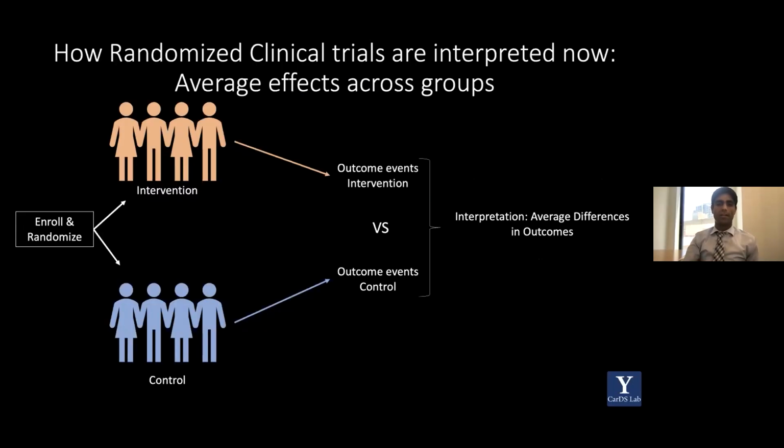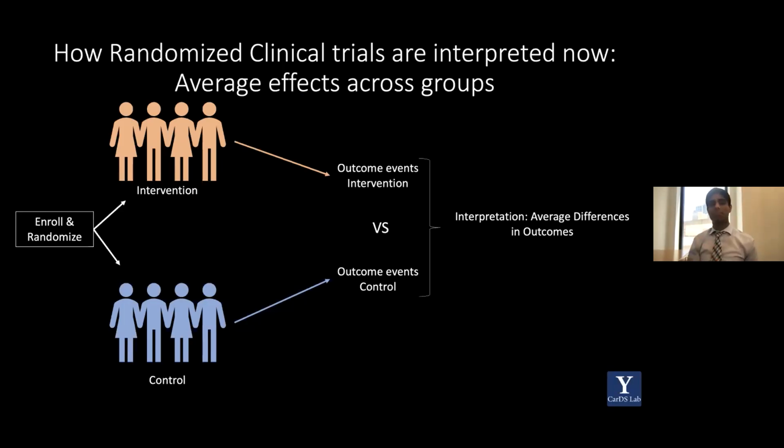Perfect. Thank you. And this sort of led us to think about this problem a little more in general terms. So how we interpret randomized clinical trials is we enroll patients and randomize them to intervention and control arms. Then we assess outcomes in the intervention and control arms, and we assess differences in outcomes across the two arms as average treatment differences.